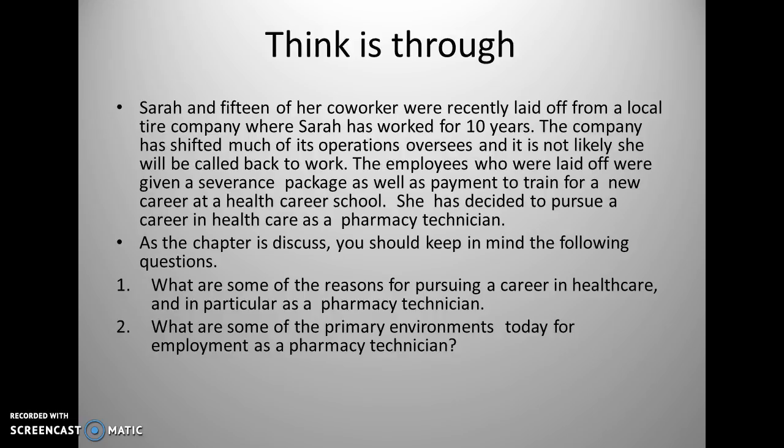As the chapters discuss, you should keep in mind the following questions. 1. What are some of the reasons for pursuing a career in healthcare, and in particular as a pharmacy technician? 2. What are some of the primary environments today for employment as a pharmacy technician?